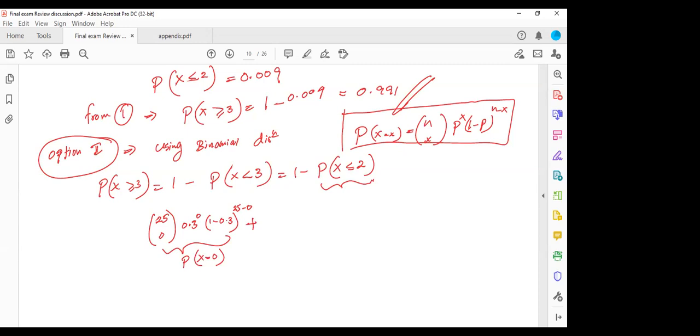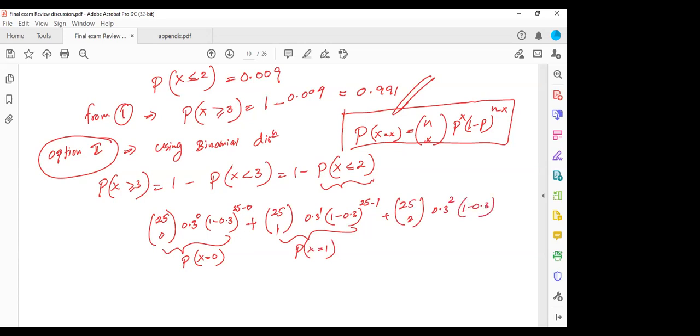Plus, you have to sum from 0 to 2. So 25 choose 1, x is 1, so 0.3 to the power 1 times 1 minus 0.3 to the power 25 minus 1. This is the probability of x equals 1. Plus the last one, 25 choose 2, 0.3 to the power 2, 1 minus 0.3 to the power 25 minus 2, x is 2. See, n minus x. So this belongs to the probability of x equals 2.